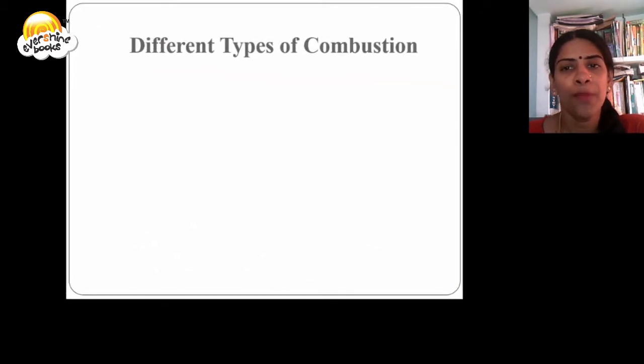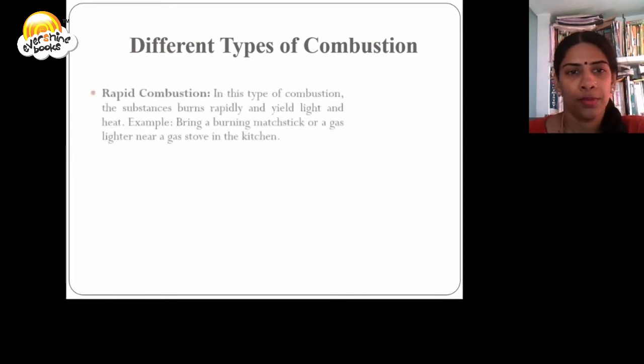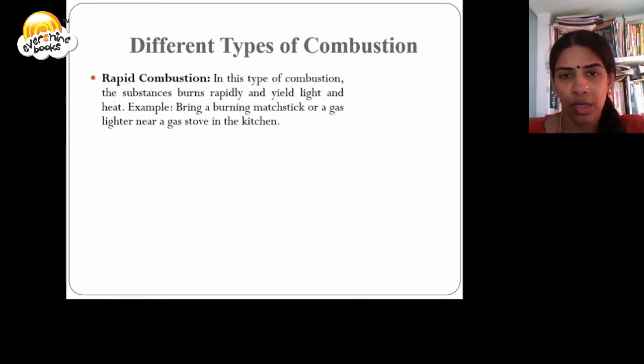What are the different types of combustion? Rapid combustion. In this type of combustion, the substance burns rapidly and gives light and heat. For example, bringing a burning matchstick or a gas lighter near a gas stove, which burns faster.